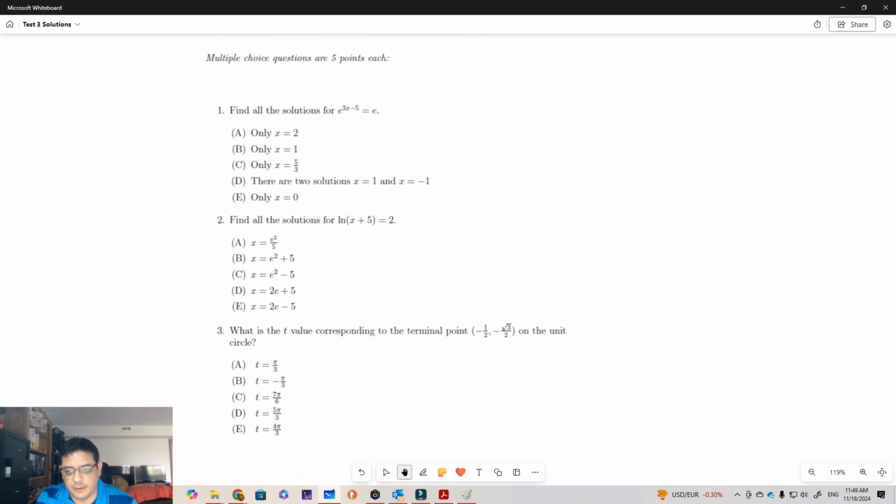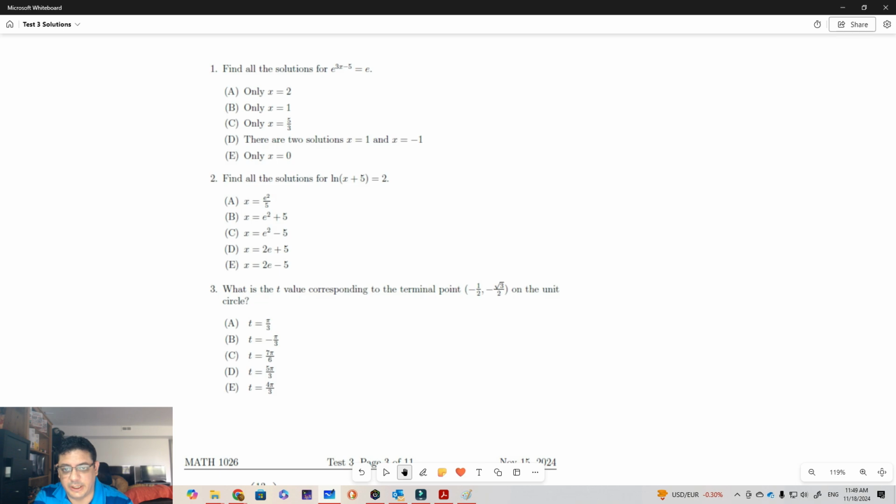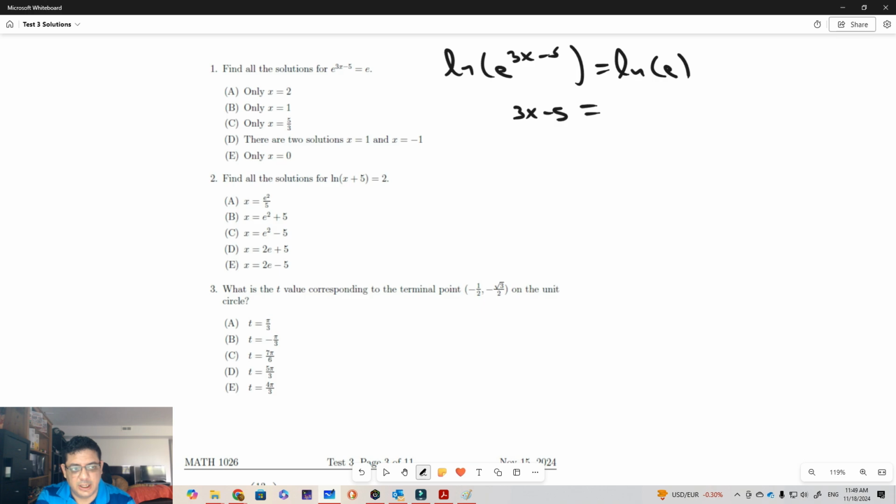On the first question, we find all the solutions for e to the 3x minus 5 equals e. So what we do is we apply the log on both sides so we can actually cancel the exponentials. The log of e to the 3x minus 5 is just going to give me 3x minus 5 once I cancel the log with the e. The log with the e here cancel and it leaves me 1, and so I get 3x equals 6, or x equals 2. So this is answer A.